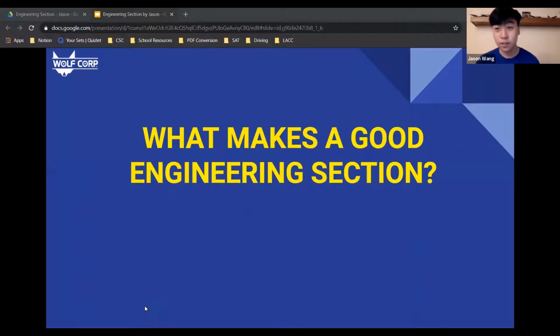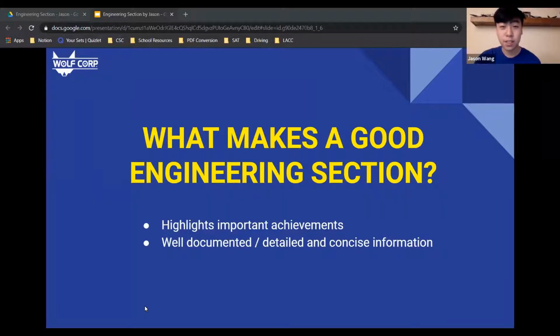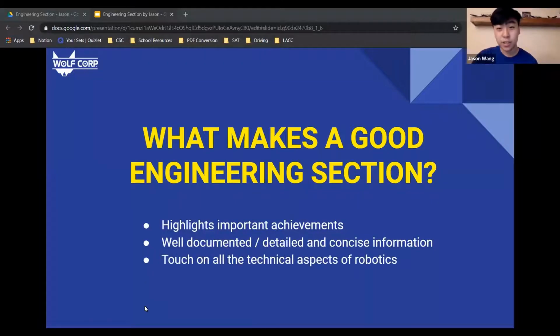Okay, so first off, personally, we believe that an amazing engineering section highlights all the important achievements that our team achieved on the robot throughout the season. Your engineering section should be well documented with detailed, concise information, and it should touch on all the technical aspects of robotics, which includes game strategy, CAD, building, and programming, because these are the fundamentals of FIRST and robotics.